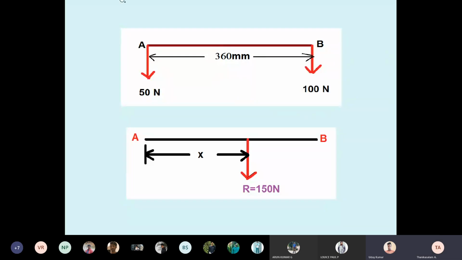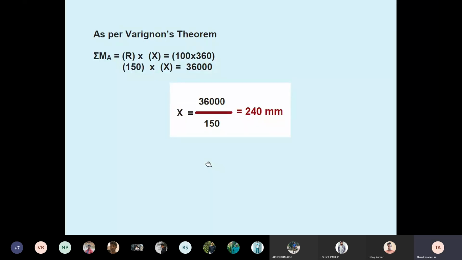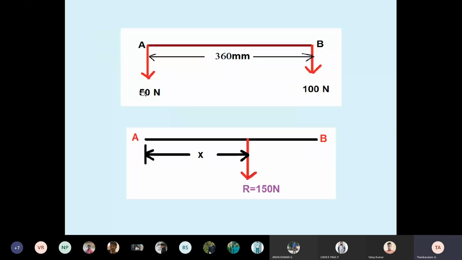So we converted, see, two forces acting on the rod. We converted to a resultant acting vertical downward, at a distance x that I located. So I applied the Varignon theorem. What is the Varignon theorem? The resultant force moment. So 150 into x is the resultant force moment. See here, 150 into x equals summation of individual force moments.